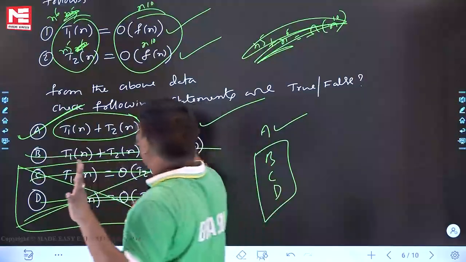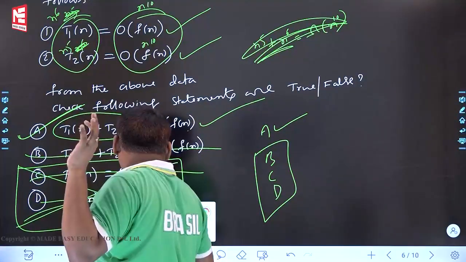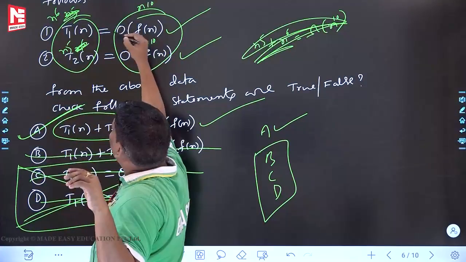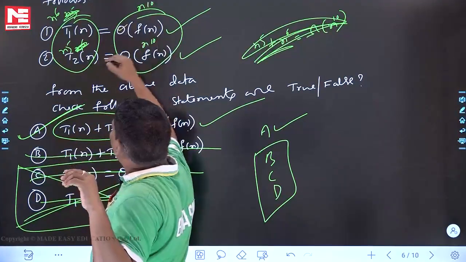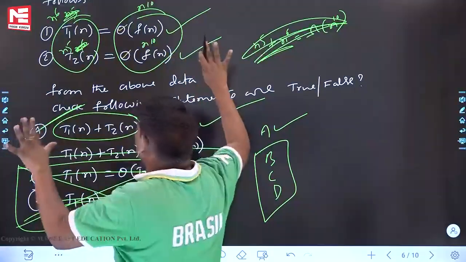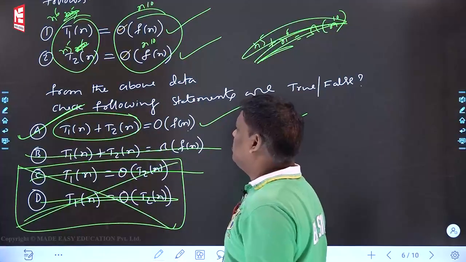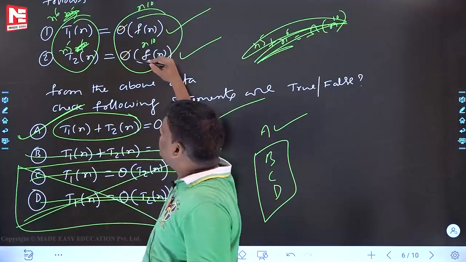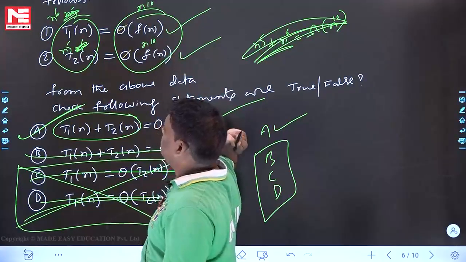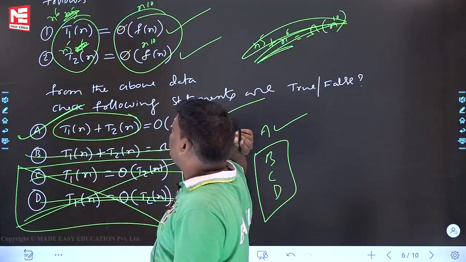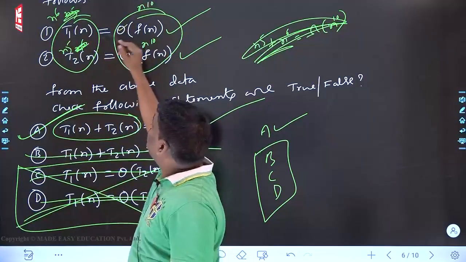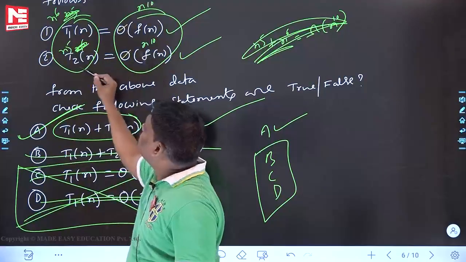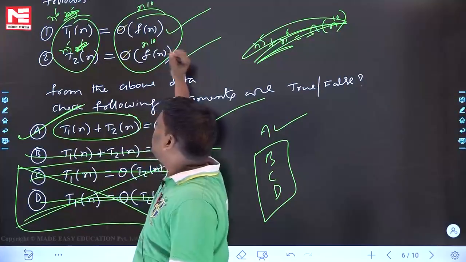Now, what is the answer to this problem if I assume that T1 of n is theta of f of n, and T2 of n is theta of f of n? Let's check. What is the meaning? It indicates that all three are equal: T1, T2, f of n. If these two are equal, then compulsorily all are equal.